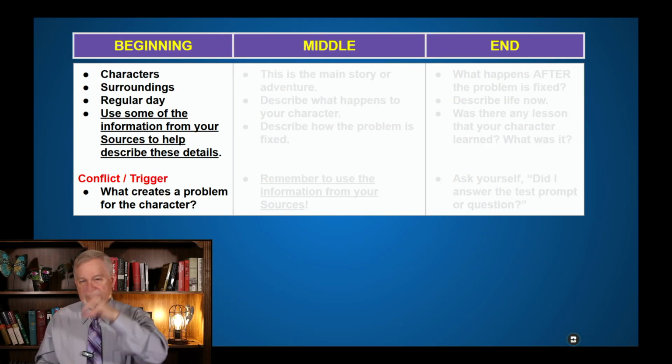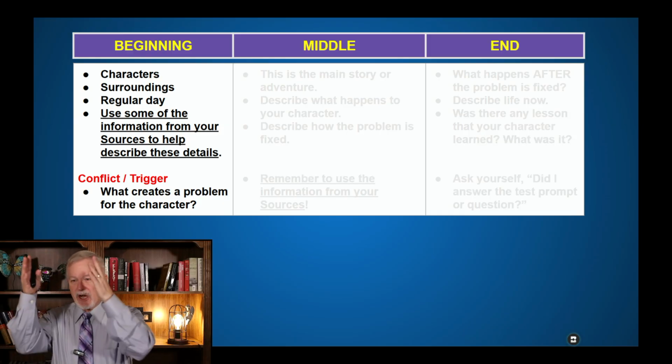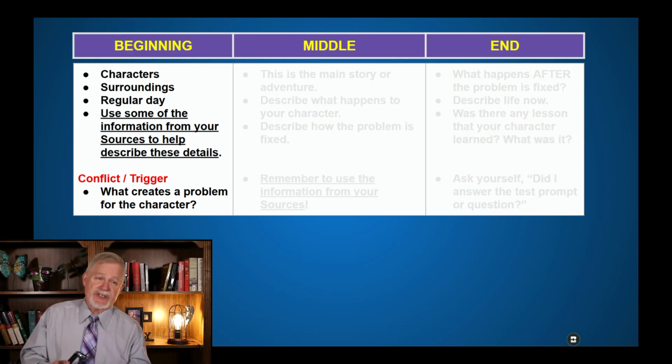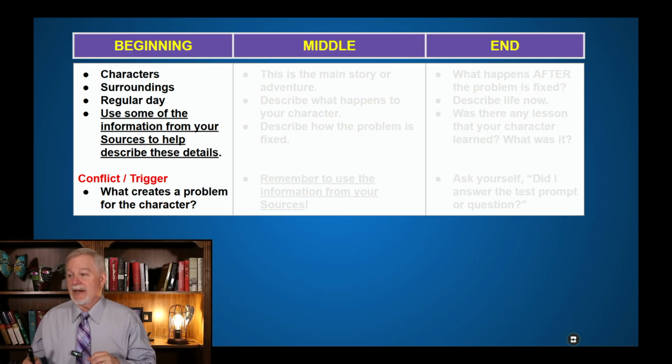So let's take a look at what each part contains. What do you want to talk about in the beginning of your story? Well, like I said, you need characters. Who or what are you talking about? Are you talking about plants? Are you talking about daisies and roses? Are you talking about beavers and their habitats, where they live? Are you talking about stars and how some of them are different than other stars? Whatever it is, you got to come up with your characters. You're going to tell me a story, so you need characters.